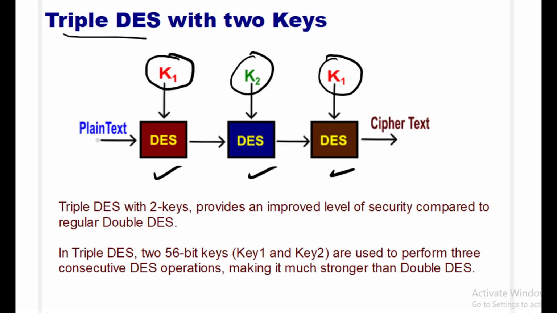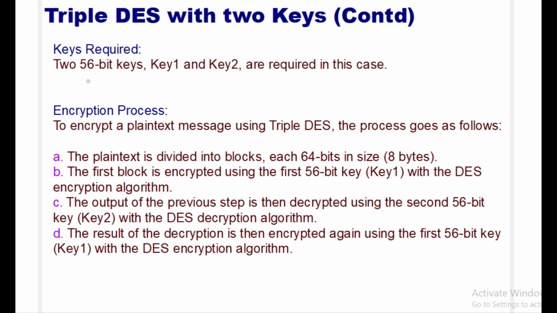So what is done is, the plain text is applied to the first block of DES and encrypted using the key K1. Then the output is again encrypted using K2, and that output is again encrypted using K1. So these 2 keys are the same. Therefore it is called triple DES, but the number of keys is 2. We only use 2 keys, because only 2 keys are required in this case.